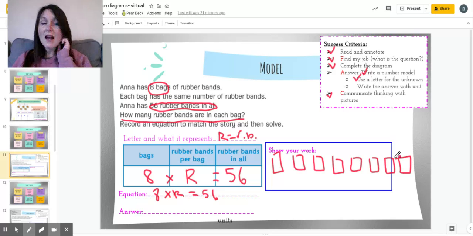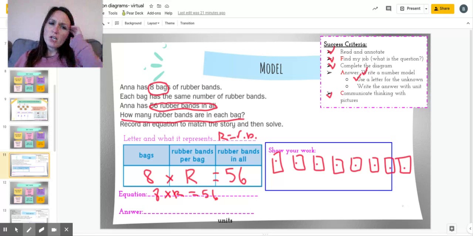Okay, and then now I could go through and I could divide 56 into the 8. So I could count 1, 2, 3, 4, 5, 6, 7, 8, right? And I could keep going until I get to 56, and that would tell me how many are in each. Okay, so that would definitely be one strategy I can do.